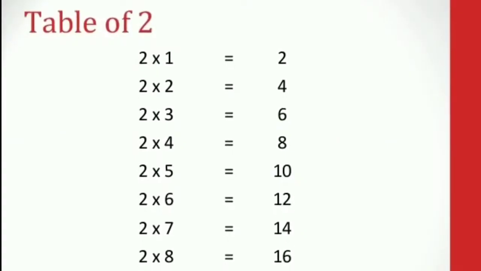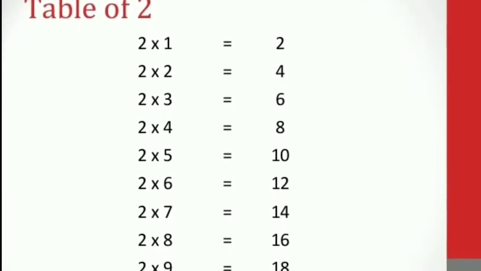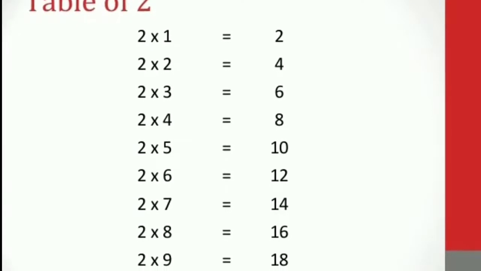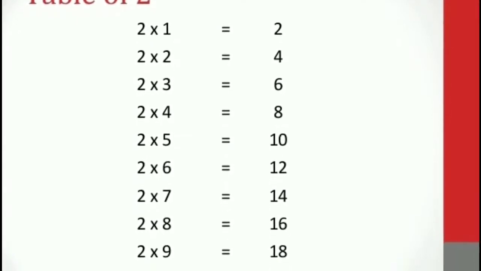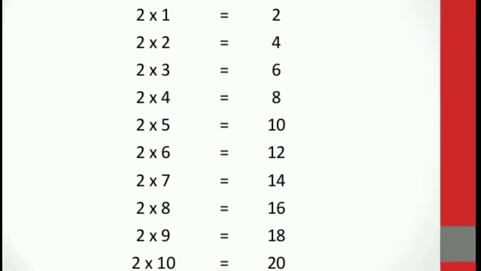So students, let's start with the table of 2. 2 ones are 2, 2 twos are 4, 2 threes are 6, 2 fours are 8, 2 fives are 10, 2 sixes are 12, 2 sevens are 14, 2 eights are 16, 2 nines are 18, 2 tens are 20.